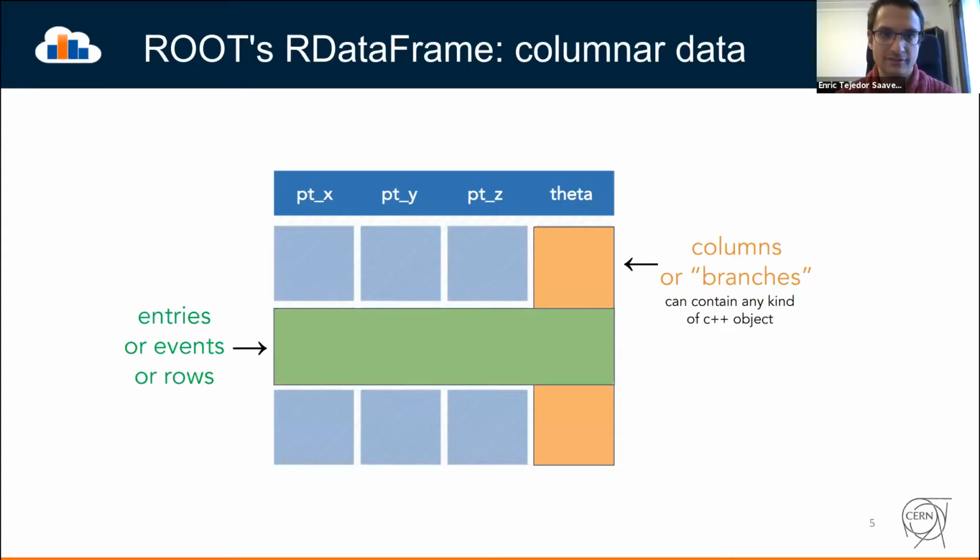So ROOT's RDataFrame is a tool that helps you process data sets that are in a columnar format. We're talking about columnar data that looks like this. You have your data set that contains a set of entries, or events, or rows. And each of these entries has some properties, columns, or branches in ROOT jargon. These columns can be of basic types, they can be arrays, or, in general, when talking about the ROOT format, they can contain any kind of C++ object, actually. So RDataFrame processes data sets like this.